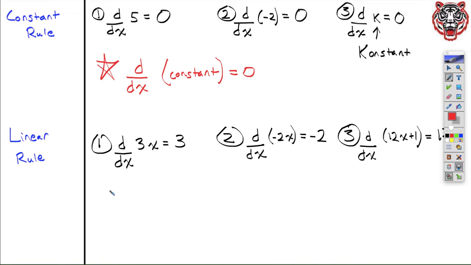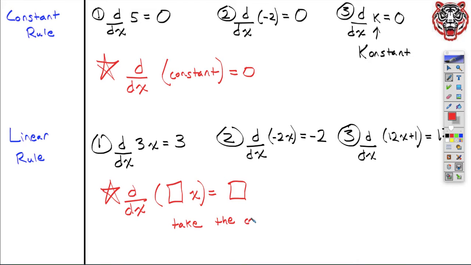So our rule, d dx of some number box x is equal to whatever that box was. You just take the coefficient. So I'll write that on the side note. Take the coefficient.